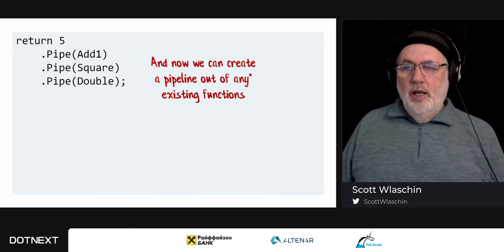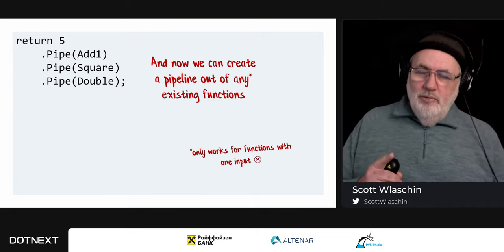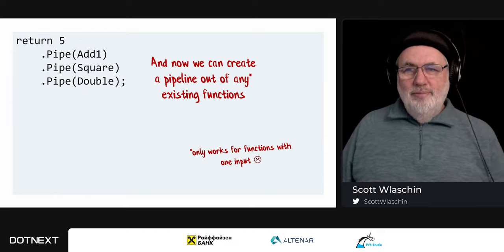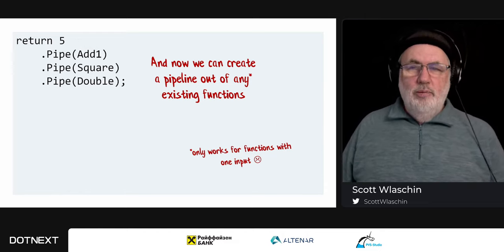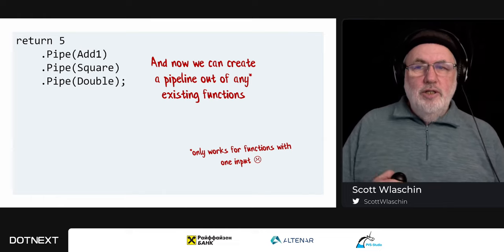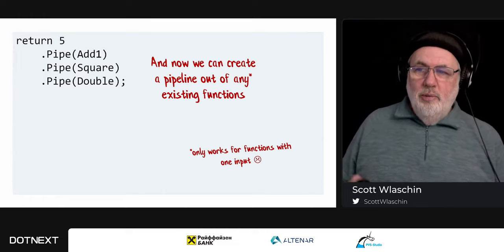So any existing function, except there's a rule: they can only have one input, right? Because all these functions have one input and one output. However, we can fix that. That's easy enough to do. We just write another kind of pipe, right?